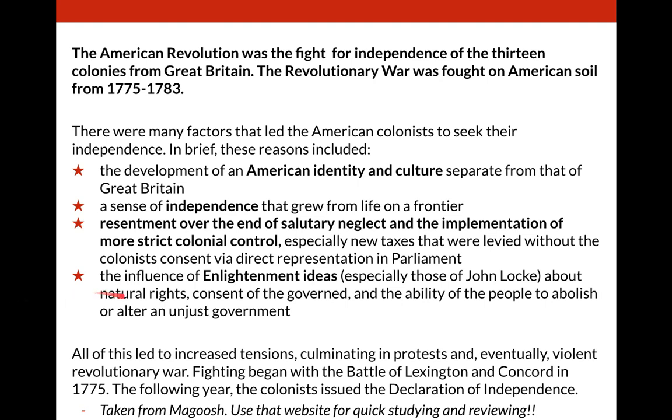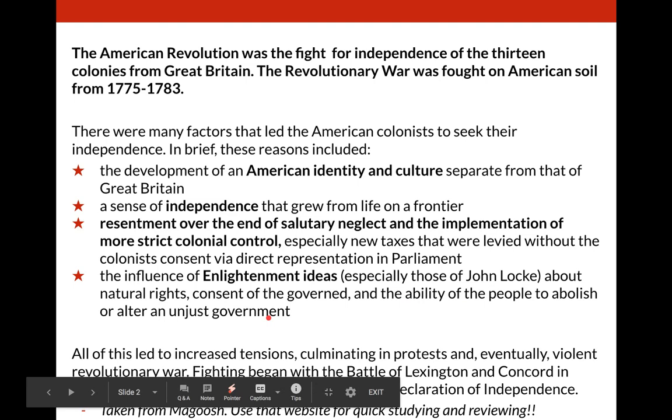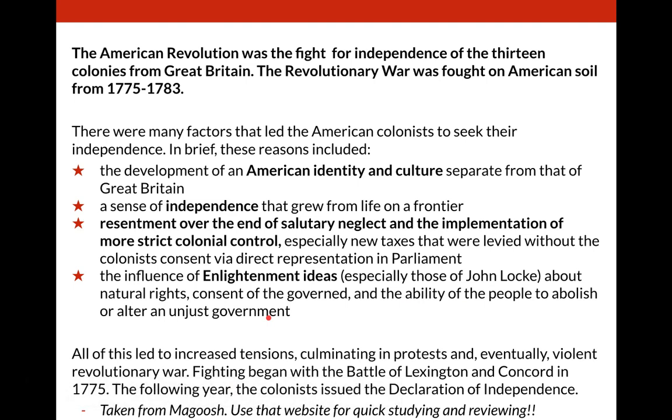These ideas of natural rights, consent of the governed, and the ability of the people to abolish or alter an unjust government. All of these are Enlightenment ideas that they're kind of stealing from other thinkers, and it's invading their thoughts and influencing their thoughts, and they're thinking maybe we can actually separate from England.